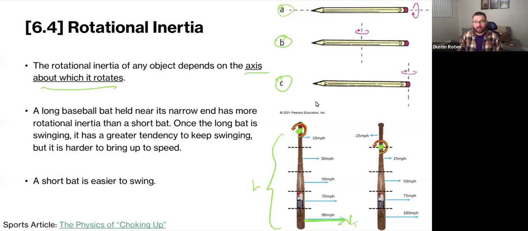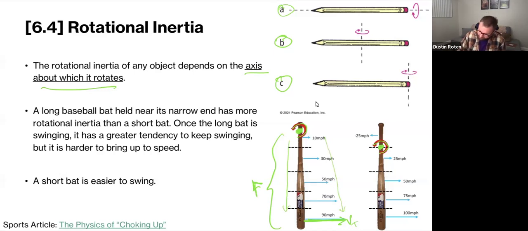This is your tangential velocity. So you can see your tangential velocity depends on R. Essentially, as you increase your radius from your axis of rotation, you increase your speed, right? Because you start at 10 miles per hour down near your hand and you get up to 90 miles per hour at the end. So this is spinning it on the very end.